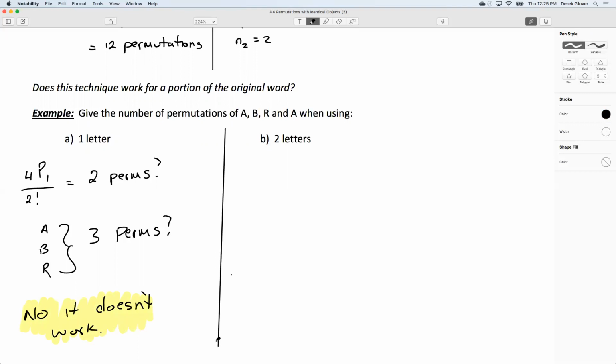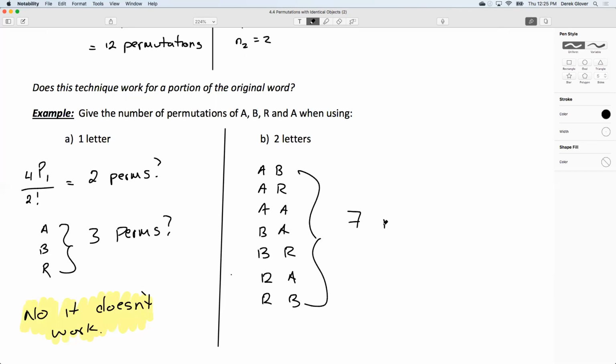What I would do is just list them all out. So if we want to use 2-letter combinations, well, we could have AB, we could have AR, we could have AA. We could have BA, we could have BR, we could have RA, or we could have RB, but that's it. That leaves us with 7 permutations.